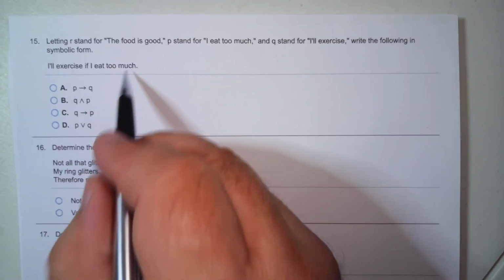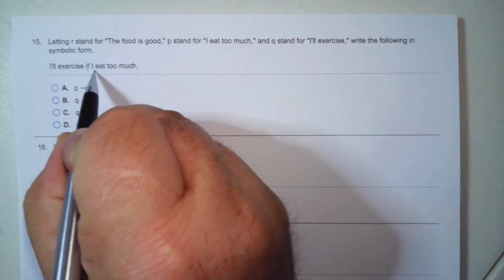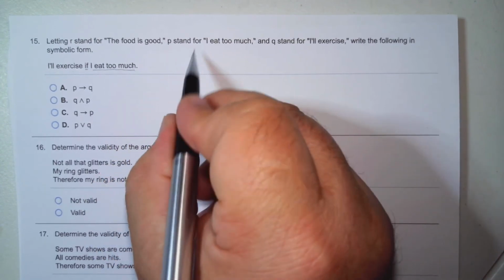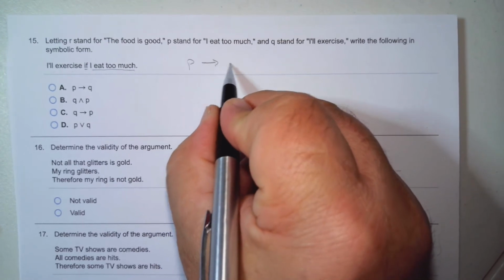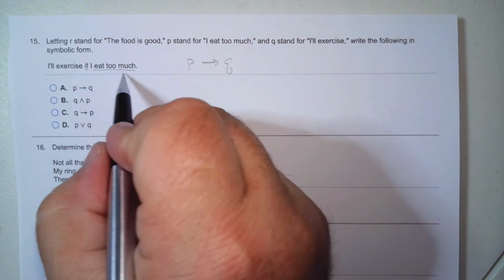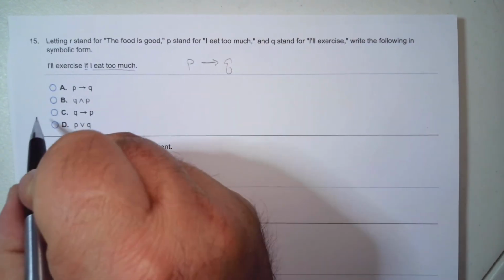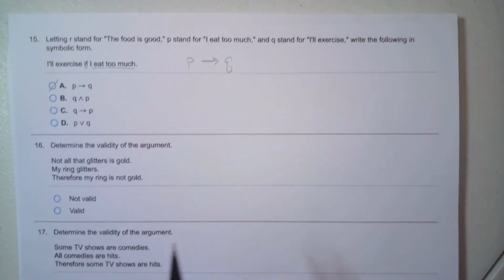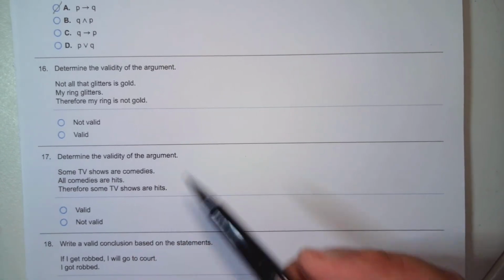I'll exercise if I eat too much. There's the word if. So if I eat too much, that's P, then I'll exercise. I'll exercise if I eat too much. So if I eat too much, then I'll exercise. P, then Q. That's A.